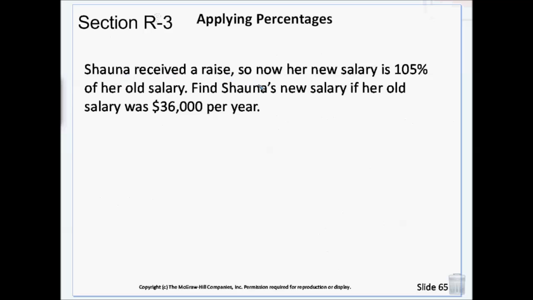We have Shauna having a raise. Her new salary is 105% of her old salary. So she got a 5% raise. Very nice.